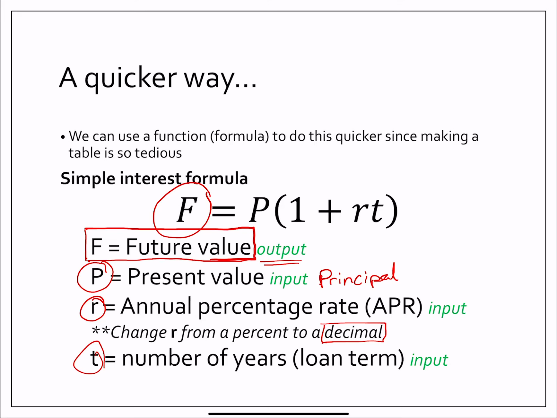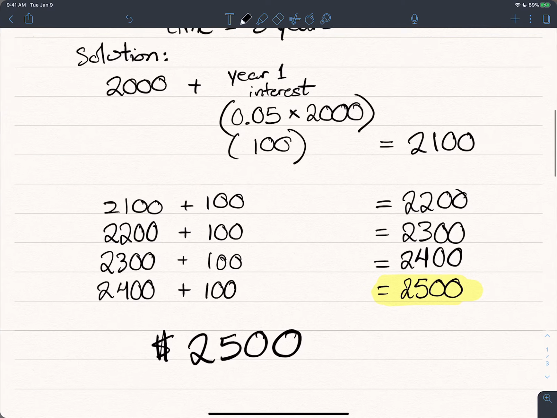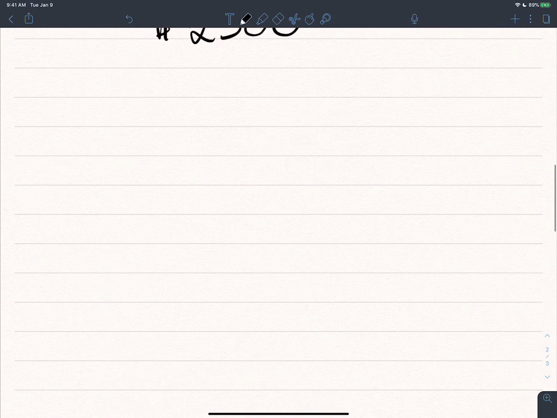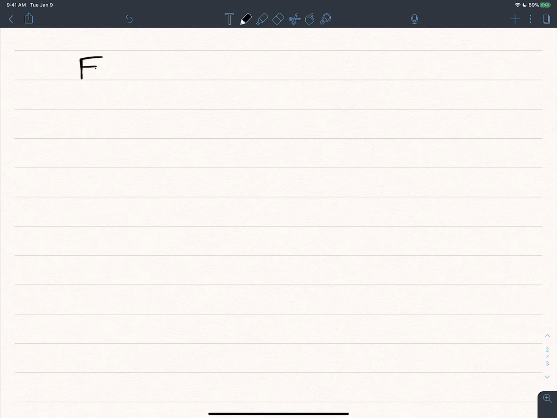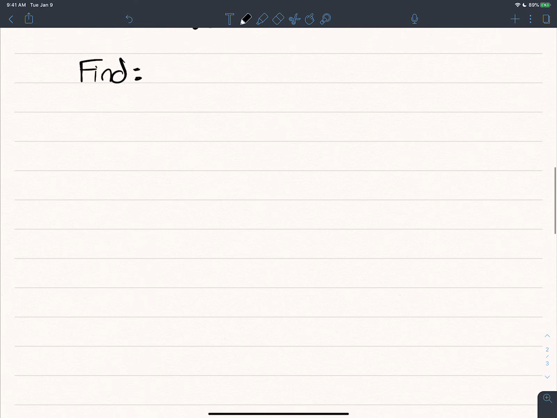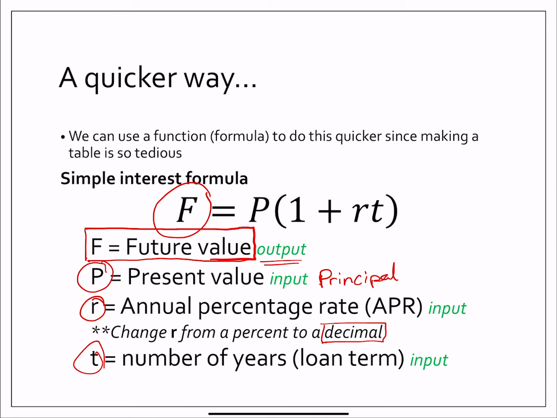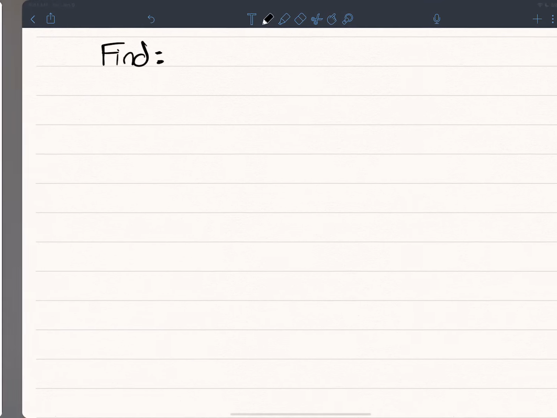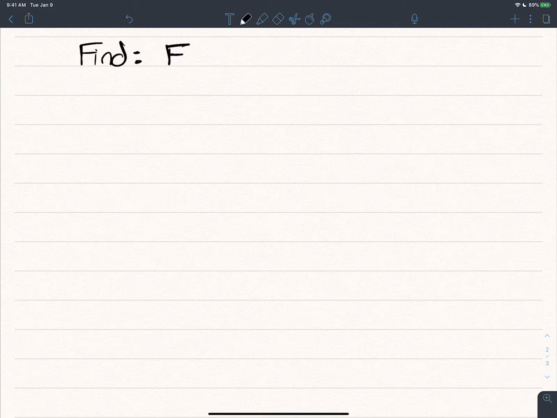All right, so let's go back to our problem and see if we can solve it using the formula. Now we're going to do a find-given solution again, but this time we're going to approach it using the formula. For the find, we had set up that we need to find the future value after 5 years. But what letter did we use to represent the future value? F, right? So instead of putting future value after 5 years, we're going to say F after 5 years.